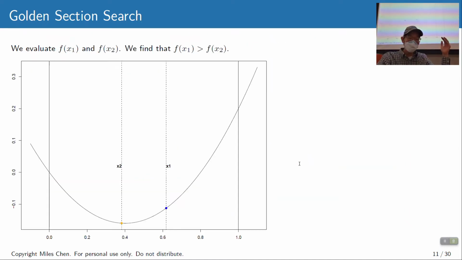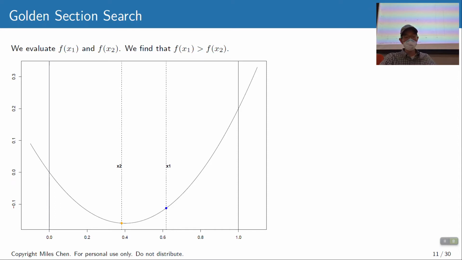For my first interval, I chose very simple numbers: 0 and 1. So my inner point x1 is going to be at 0.618, and my inner point x2 is going to be 1 minus 0.618, like 0.382. So it's going to be here at 0.382 and 0.618. Okay, and what I do is evaluate the function at these 2 inner points.